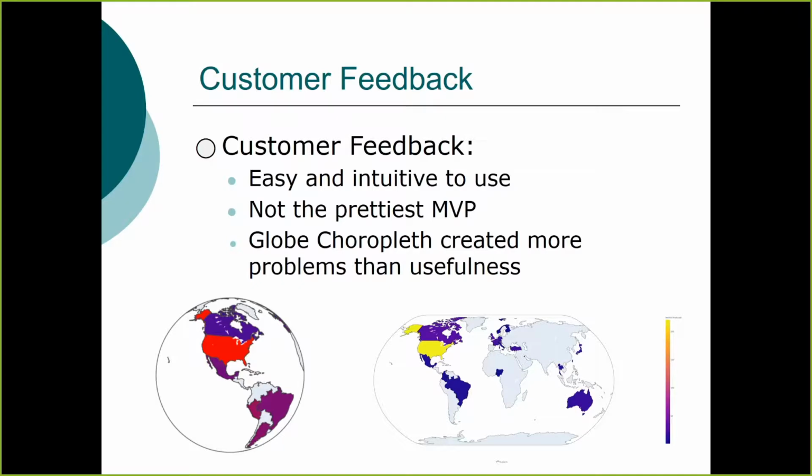All right, so now we are on to the customer feedback slide. We had a weekly feedback loop where we gathered that it was easy and intuitive to use due to its simple GUI. However, that made it not the prettiest. And our biggest complaint was our globe choropleth, which people thought was kind of clunky and you couldn't view the whole map at the same time. So we opted for a top-down view of the globe, flattened, so you could see every country all at once.